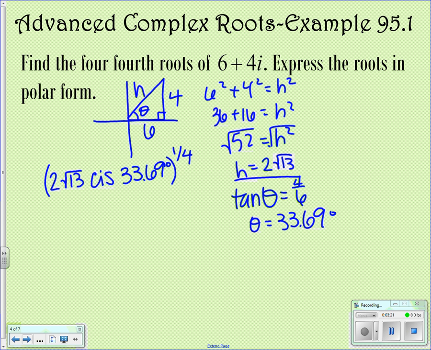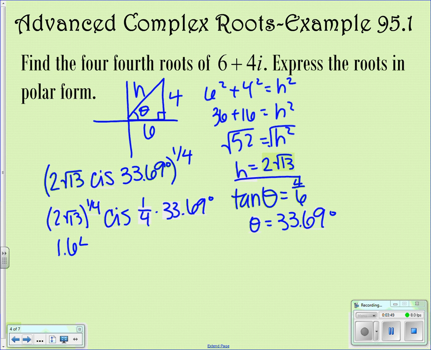And so now we're going to raise it to the 1/4. So we have 2 square roots of 13 to the 1/4, CIS 1/4 times 33.69. So 2 square roots of 13, I would get that as a decimal, and you get 7.211, etc. And then I would raise it to the 1/4. And so you should get 1.64.